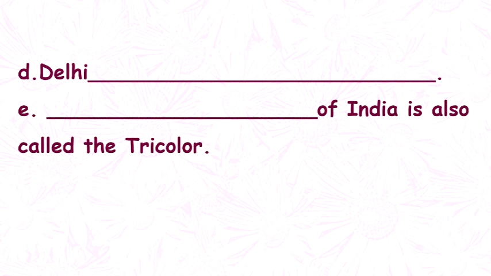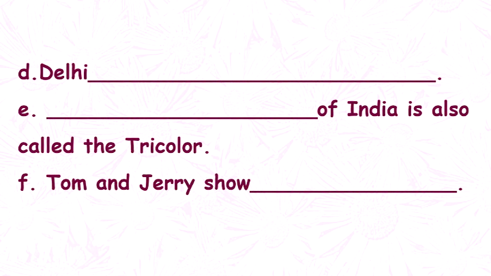Dash of India is also called the tricolor. Now children, tell me what this is a fixed. What do we call tricolor? Yes, you all are right. The national flag. Okay? So this can have a single answer, the national flag. Next, Tom and Jerry show. Yes, it is so interesting. Tom and Jerry show is my favorite cartoon. Tom and Jerry show is liked by many people. Right? So this way you can have your own response.